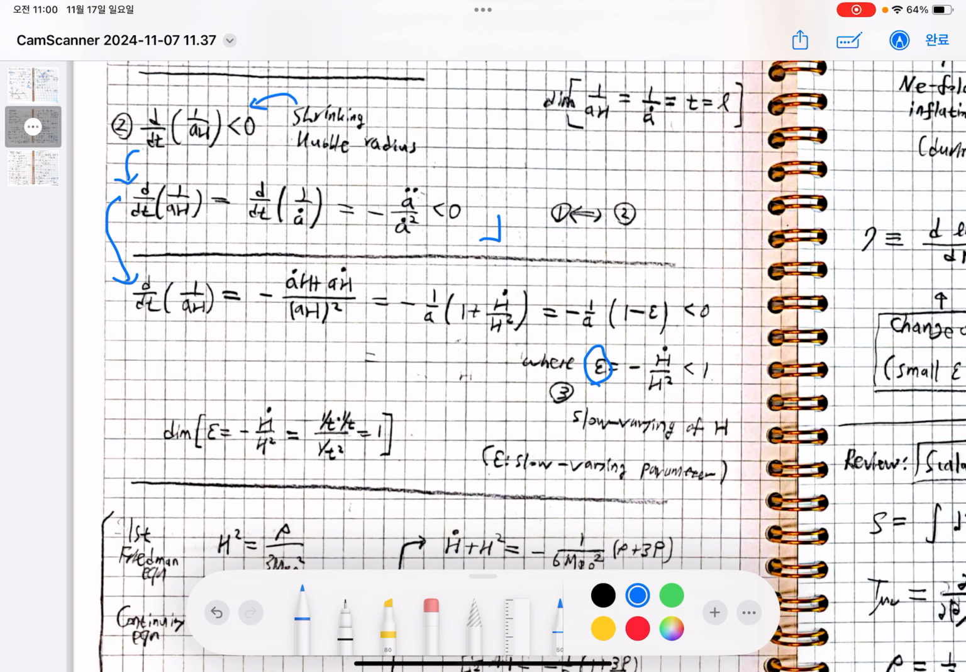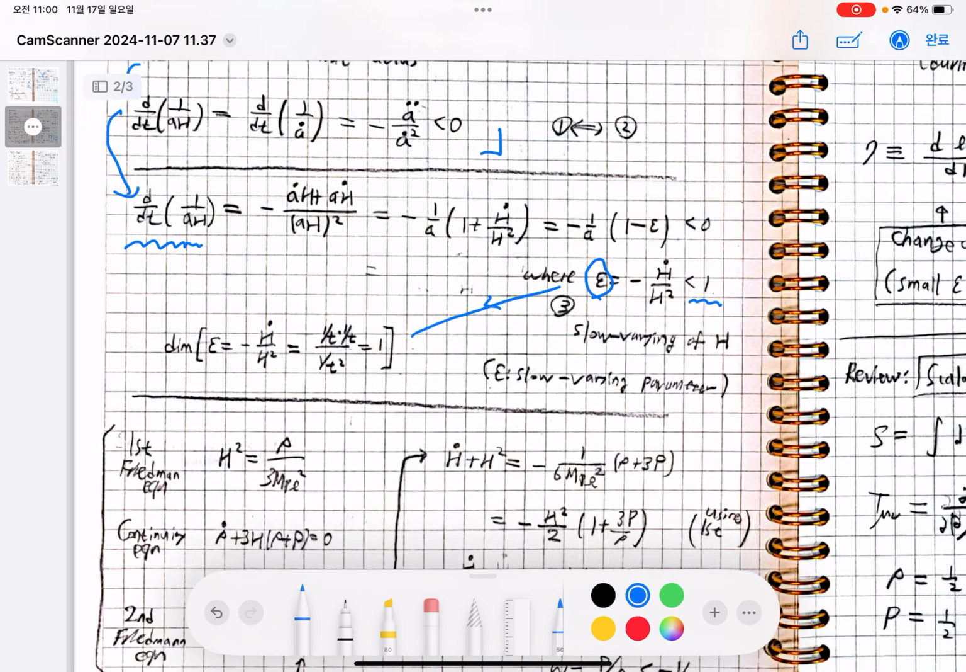And if we calculate the condition 2 in another way, then we can parameterize by epsilon as minus the Hubble dot over the Hubble scale, and by using the shrinking Hubble radius, epsilon should be smaller than 1. So it means that the Hubble parameter should have a slow varying behavior. So this epsilon is actually dimensionless, because the Hubble scale is 1 over t, and Hubble dot is 1 over t dot times 1 over t.